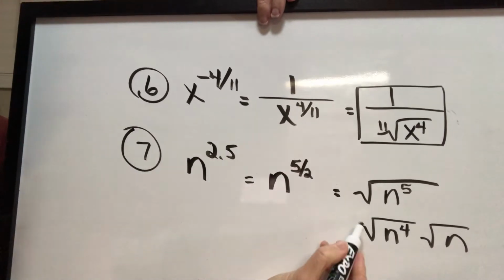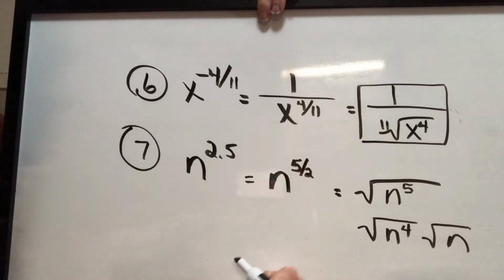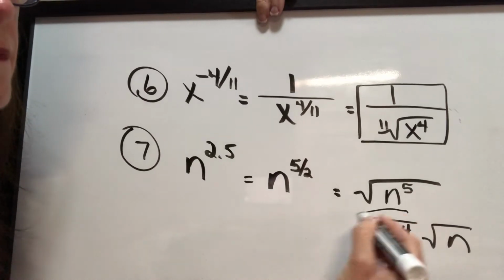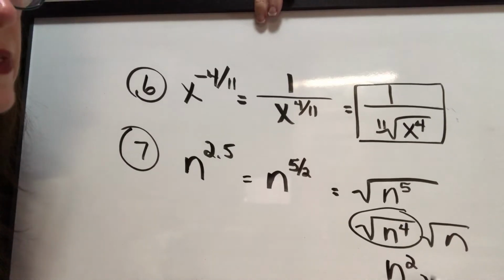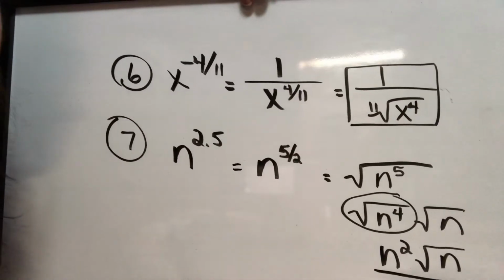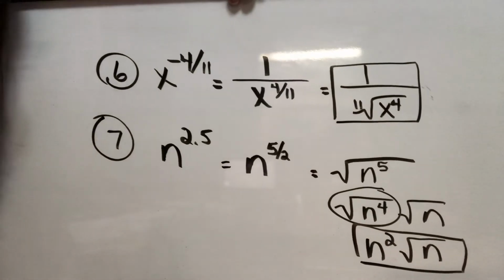Now keep in mind that this is really like a 2 over here, even though you don't see the number. So the square root of n to the 4th would be n squared, and then this one is not perfect, so it would stay inside of the radical. So that would be your answer, n squared times the square root of n.